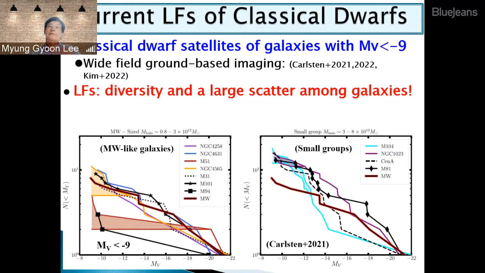Also, if we see the current collection of luminosity functions of classical dwarfs around many galaxies given by Carlsten et al., the figures on the left side are Milky Way-like galaxies, and the right side is a little bit more massive, like small groups. They show diversity in their luminosity functions and also large scatter. So the missing satellite problem may be related to this. However, they cover only up to brighter than an absolute magnitude of -9.